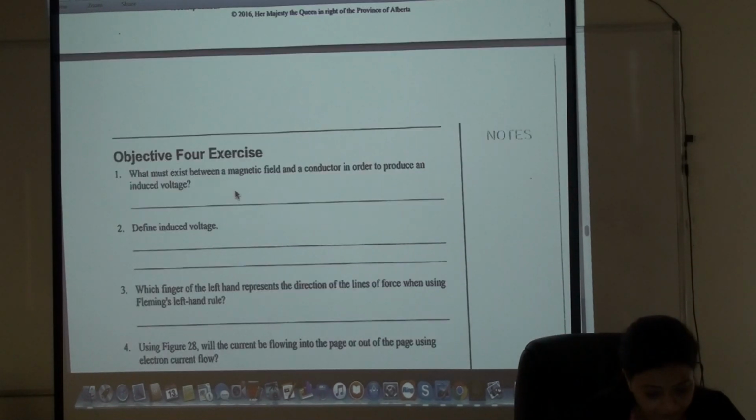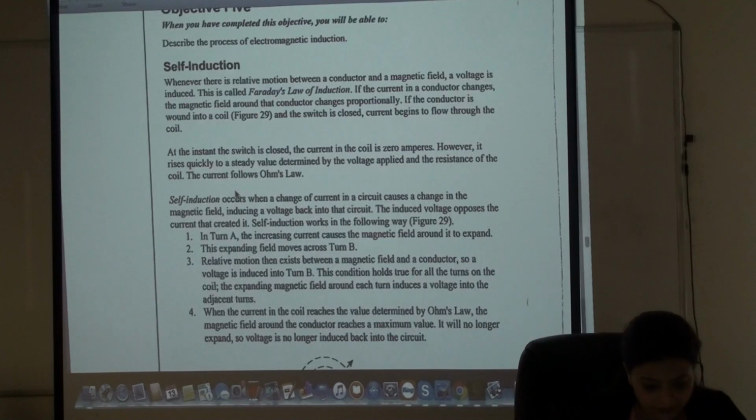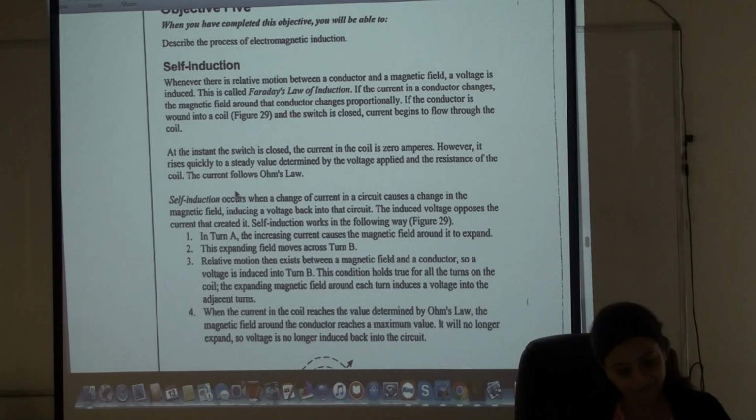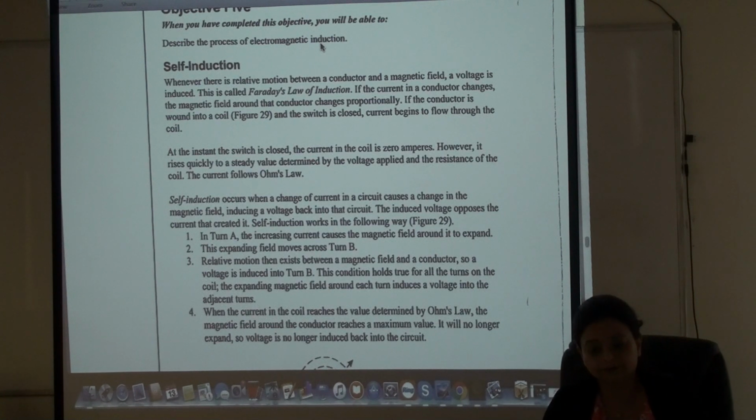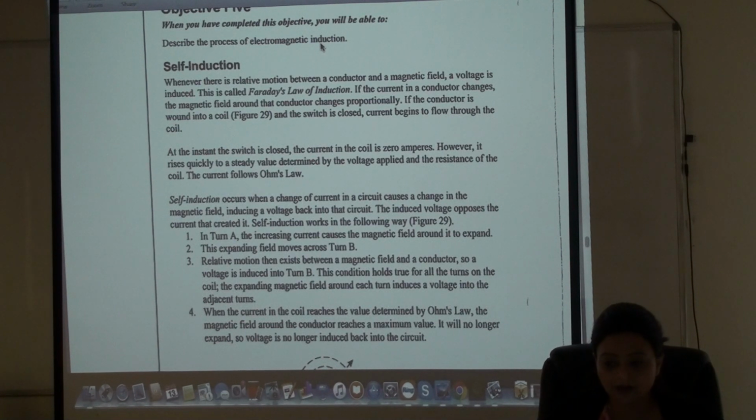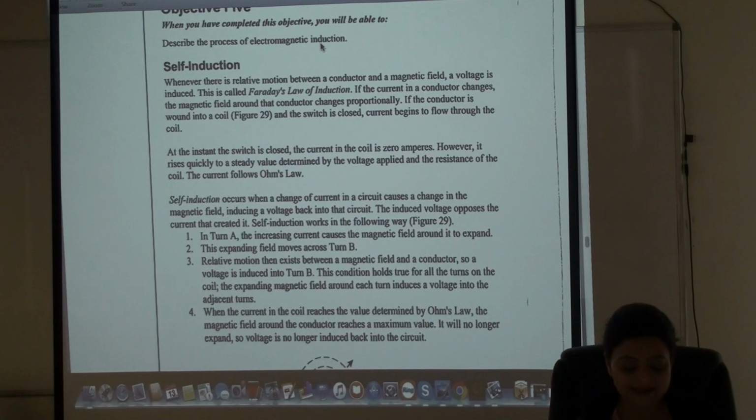So, in objective 5, here he is talking about electromagnetic induction. It's also called EMI. Electromagnetic induction. Let's say this is an electromagnet, or this is just a piece of iron core.